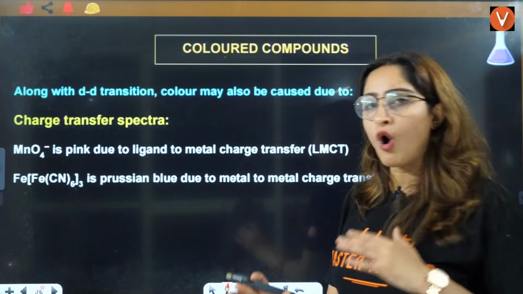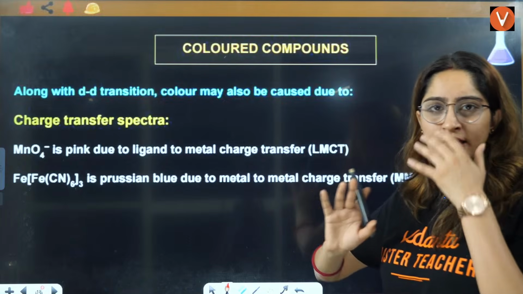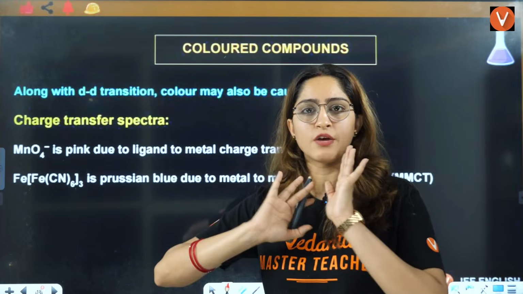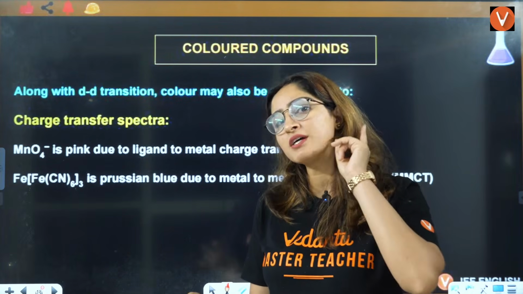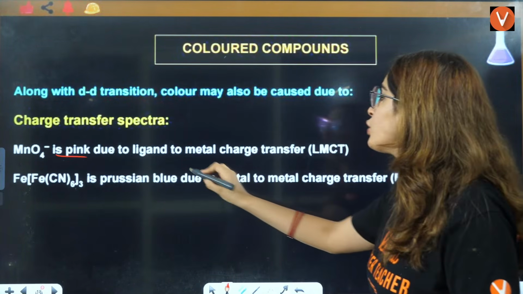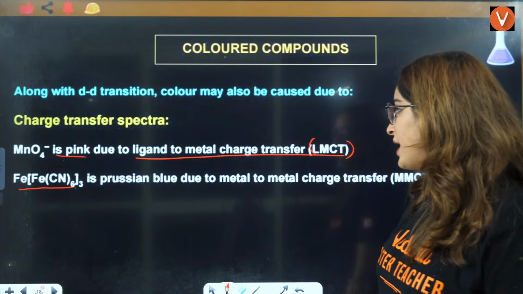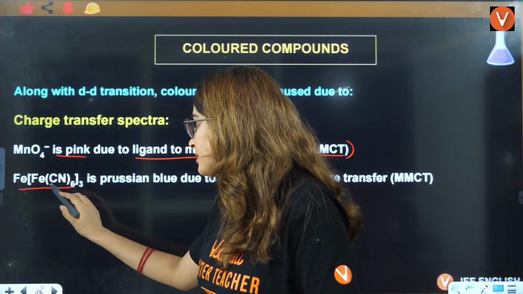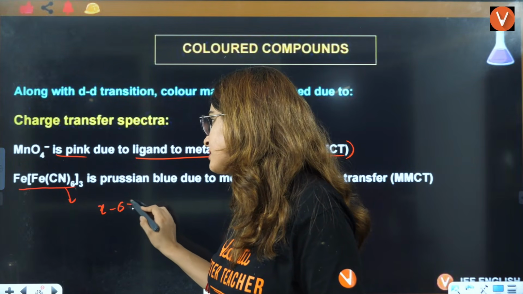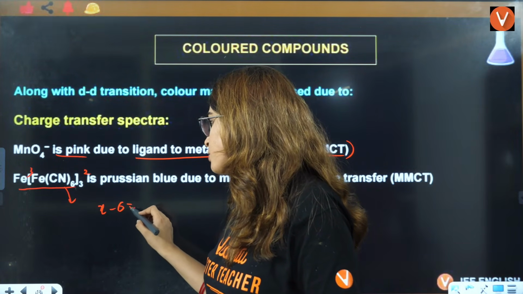Okay. Now let's talk about the simple things, like MnO₄. Charge transfer spectra: LMCT, ligand to metal charge transfer, metal to ligand, metal to metal charge transfer, which is definitely not in your syllabus, right? All you have to know is that this is because of the charge transfer. KMnO₄ is showing pink due to ligand to metal charge transfer, LMCT. Then you have this particular compound in which this is iron, right? If you see this, this is x minus 6, this is 3, and this is 2, equal to plus 2 plus 4.